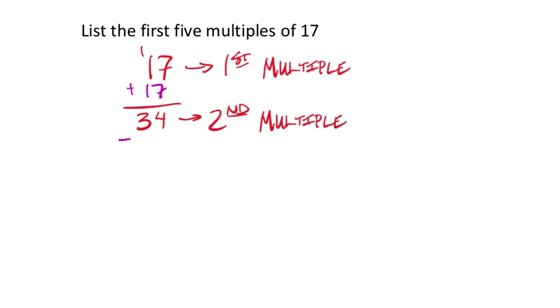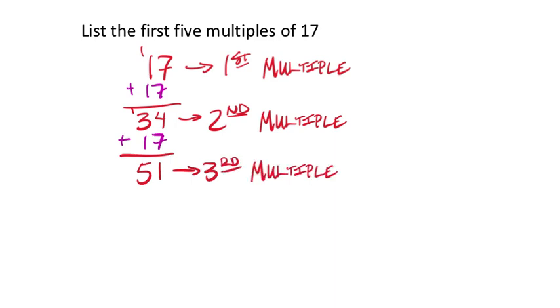Continuing, I would simply add another 17 there, and that would give me 4 plus 7 is 11, carry the 1. 1 plus 3 plus 1 is 5, and there's my third multiple. Okay, we only wanted the first 5 multiples, so we're going to add another 17. This will be our fourth multiple. 1 plus 7 is 8, 5 plus 1 is 6. So 68 is the fourth multiple of 17.